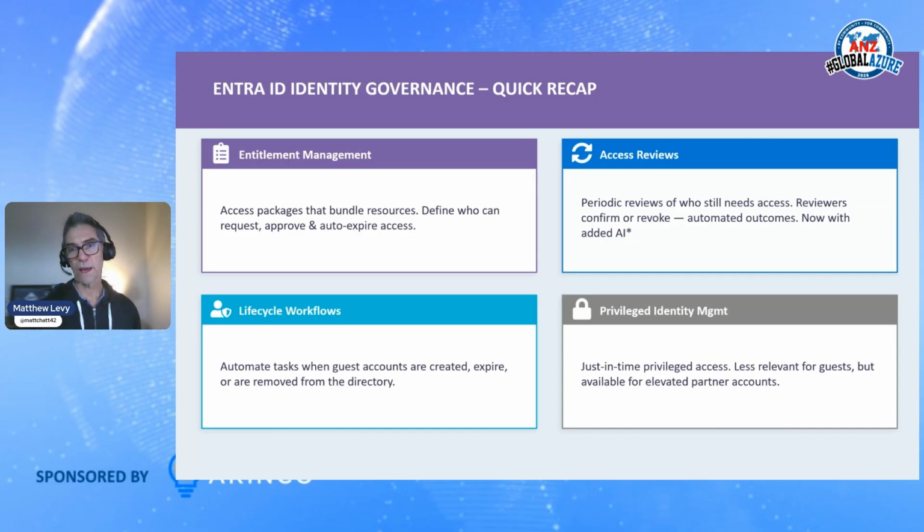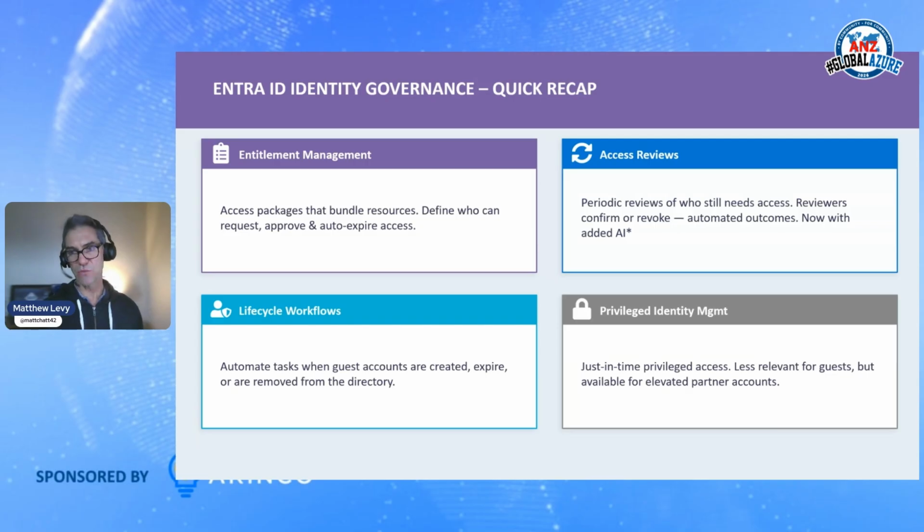Second, access reviews, which are periodic recertifications of who still needs access to what. By the way, there are new AI-driven recommendations in access reviews now, so add some AI to the mix. Third, we've got lifecycle workflows, which can automate identity tasks when users are created, they change state, or if they're removed. And fourth, privileged identity management for just-in-time elevated access.